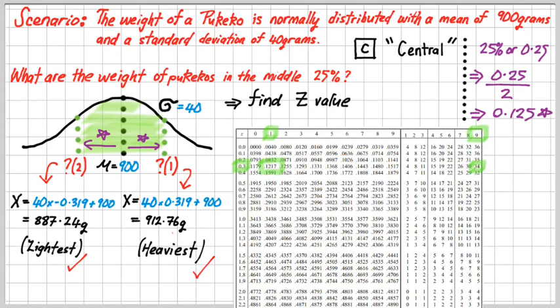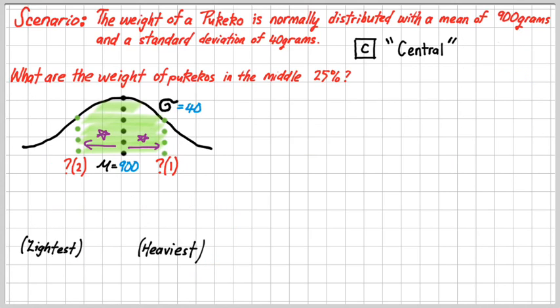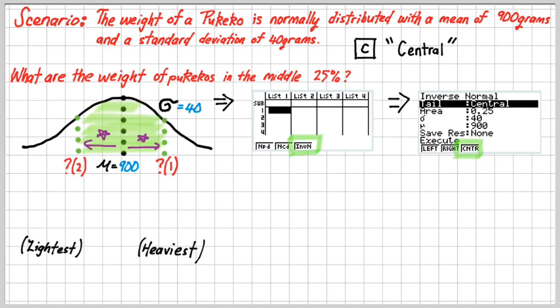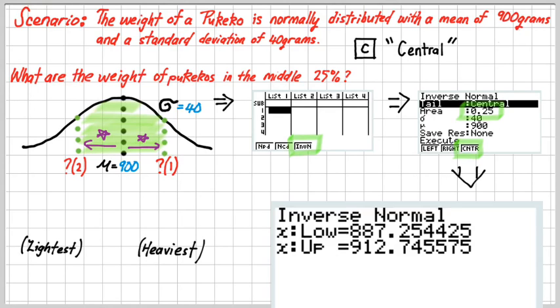Equivalently, we can do this on our graphics calculator by using the inverse normal function, this time selecting central as our tail, and the area in the middle is 25%. And there are our answers, 887 grams and 913 grams.